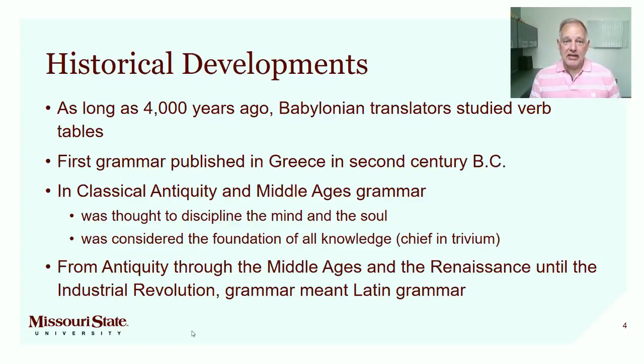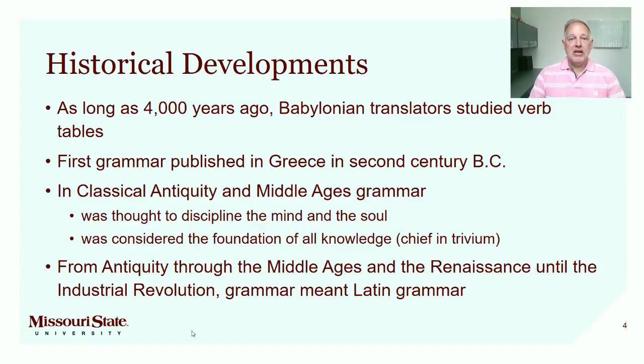Now, back in classical antiquity, the Greeks published grammars of their language as early as the 2nd century BC, and throughout classical times, Greco-Roman times, these grammars were published from time to time, first in Greek and then imitated by the Romans. Because in the Greco-Roman learning tradition, the study of grammar was thought to discipline the mind and the soul. It was really conceived of as the foundation of all knowledge. I mean, if you didn't know grammar, how could you learn anything else? Because grammar revealed the order of nature and beyond.